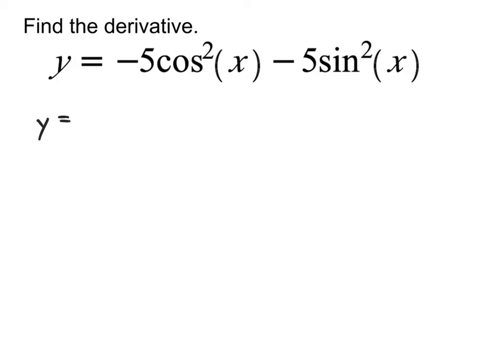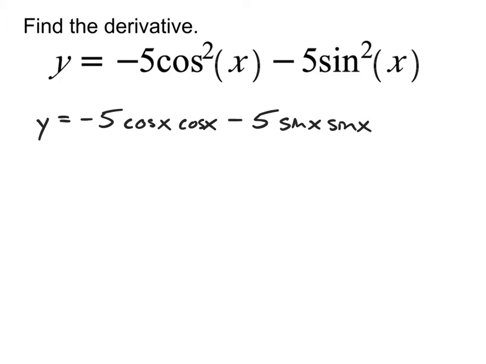So instead, let's remind ourselves about what that means. So I got my -5. What's it mean to square something? Yeah, to multiply it by itself. So that means that cosine squared is actually cosine of x times cosine of x. And then the same thing can be done with the sine. So then we have sine x, sine x.